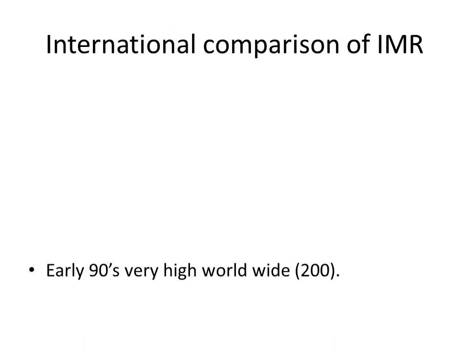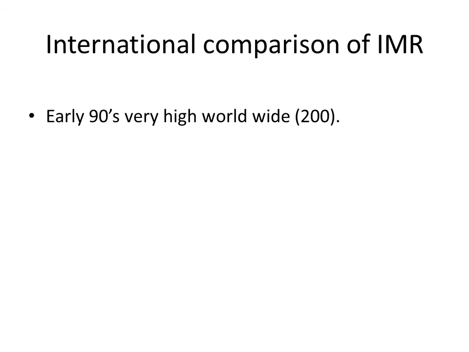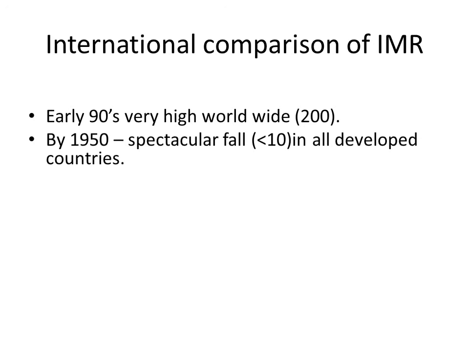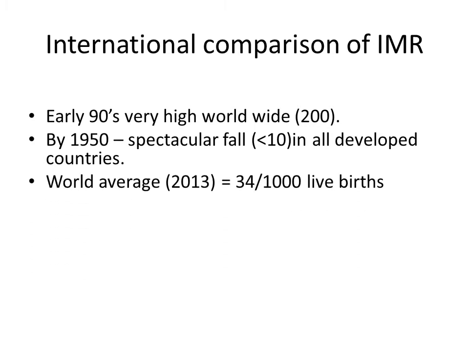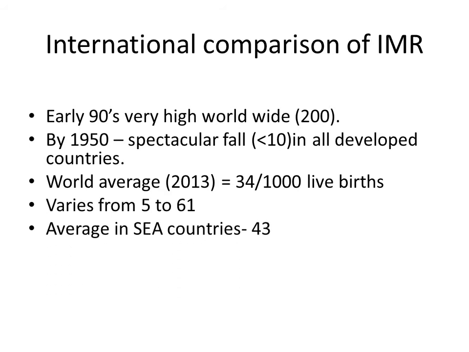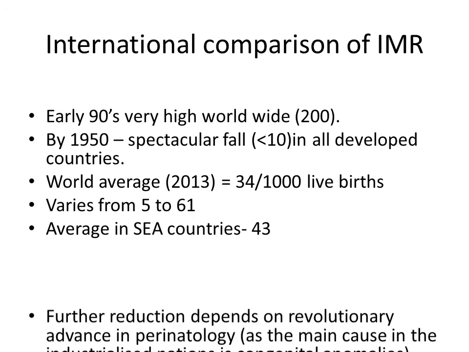In the early 1900s, the infant mortality rate was very high throughout the world. But by mid-century, there was a spectacular fall in infant mortality in all developed nations. In 2013, the average infant mortality of the world was 34 per 1,000 live births, but it varied from country to country. The average IMR for Southeast Asian countries was 43.